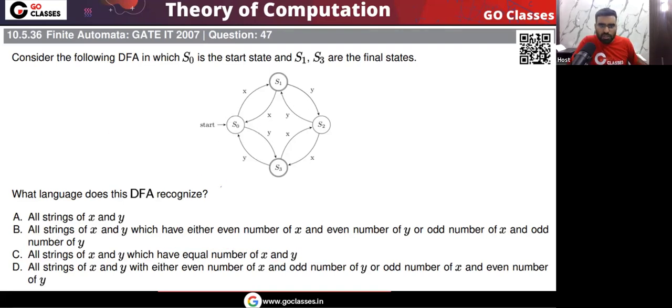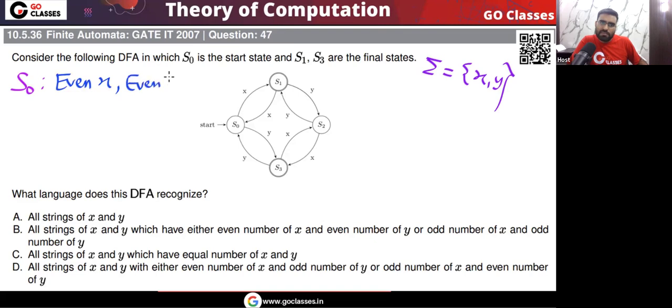Why is option D correct? See, what is S0? Focus on S0 and tell me what S0 tells you. How many X, how many Y? Remember, our alphabet is X, Y. Now you tell me about S0. Can you notice that in S0 you have even X, even Y? You will always have even X, even Y.